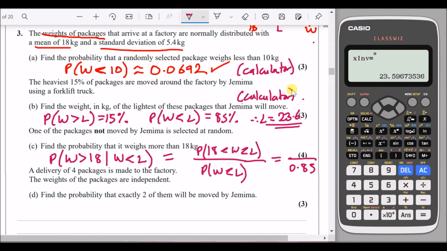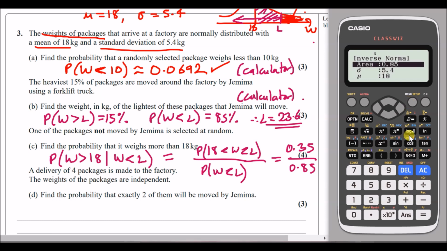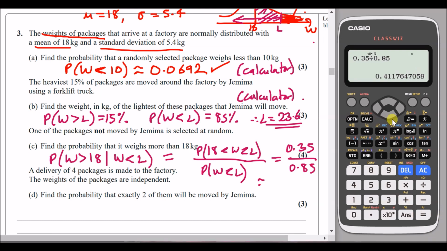So that means the top half is 0.35. That's it. Now we just put that in the calculator, guys. So let me just fix this up quickly. If you want to get out of this, always go back to number 1. Calculate. So it's going to be 0.35 divided by 0.85, and that's going to give us 7/17. As a decimal, that's approximately 0.412 to 3 significant figures.